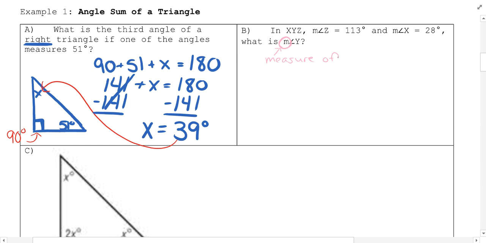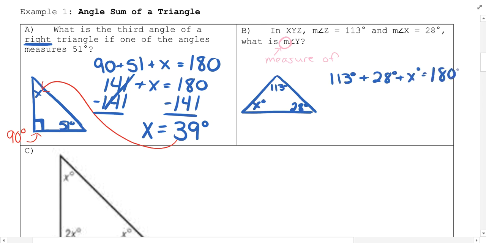We are not multiplying a variable times the angle. This M just represents the phrase "measure of the angle" that follows. So if I have my triangle, and again I can draw a picture if it helps, you don't have to, and I have an angle of 113, an angle of 28 degrees, and I am looking for that last angle. So I would take 113 degrees plus 28 degrees plus x degrees equals 180.